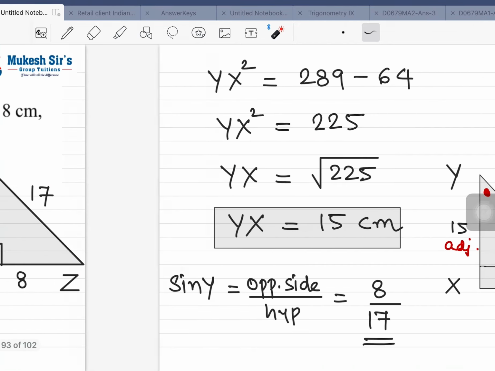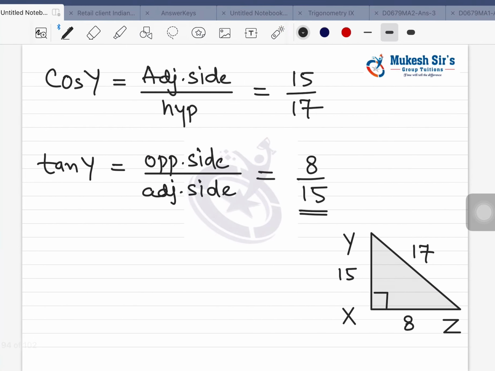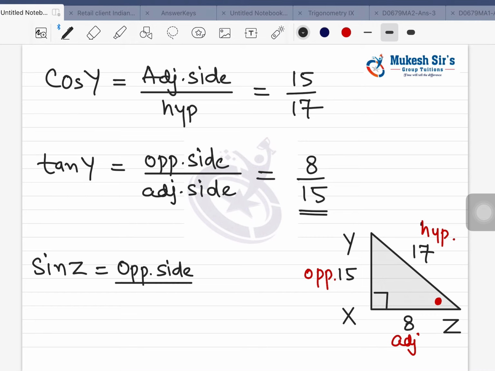You want the ratios of z. So I mark angle z. So this is angle z. If this is angle z, then this is the hypotenuse, this is the opposite side, and this is the adjacent side. Fine. So now you can find sin z. Sin z is equal to opposite side upon hypotenuse. So what is the opposite side of z? The opposite side of z is 15 upon hypotenuse is 17.